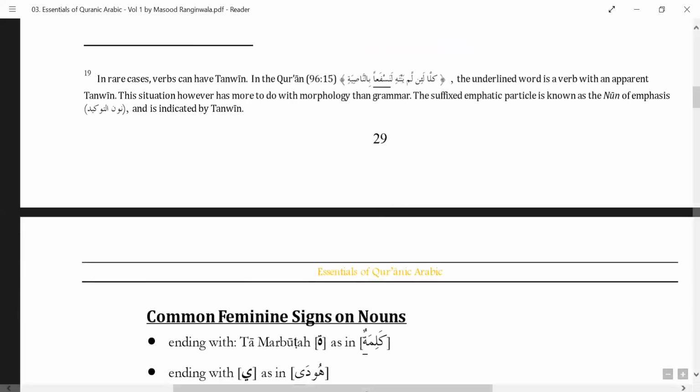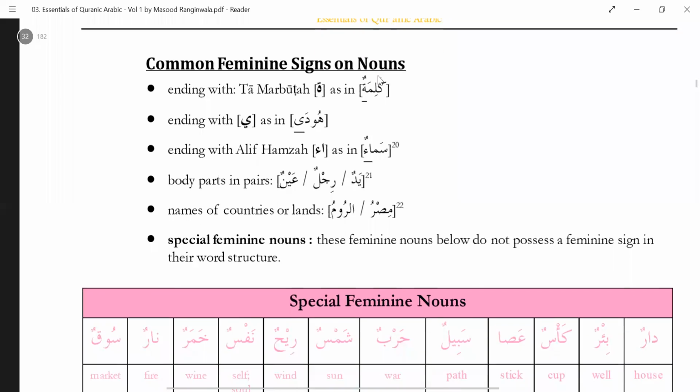This actually is the emphasis noon, which you add at the end of a word. When you add a noon, it is used for emphasis, so that is being removed and denoted by a tanween here. So it's not exactly the grammatical way, it's because of the morphology that it's written that way, so you can leave out that exception.